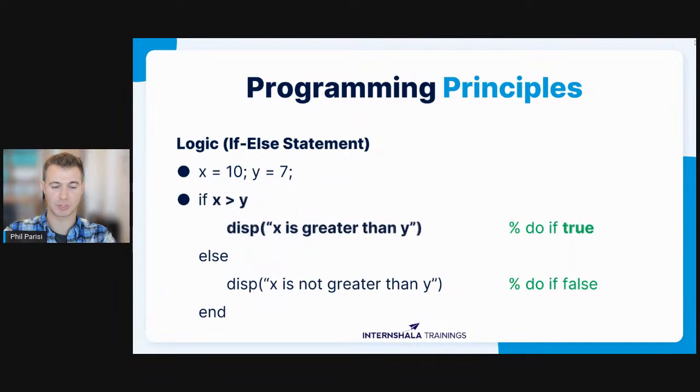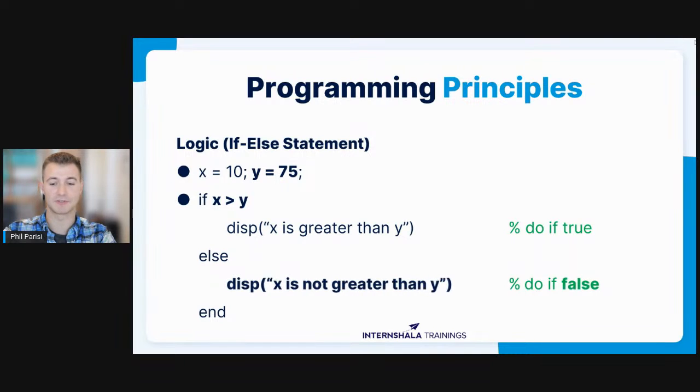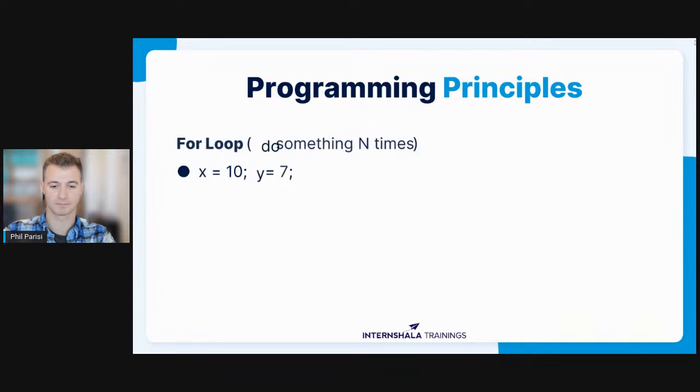In this case, we look, is x greater than y? Right now, yes. 10 is greater than 7, so we run the true case, and we display that x is greater than y. If the value of y is changed to 75 again, then our logic statement here is false. And we jump down and we run the command to display that x is not greater than y. That ends the if-else statements.